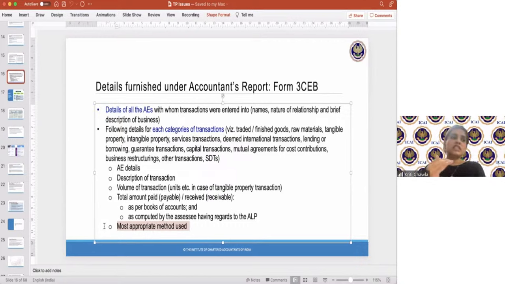And then there is part C to this Form 3CEB, wherein you have to provide the similar details for a specified domestic transaction. So in essence, a Form 3CEB is more like a transfer pricing return that is there under the Income Tax Act.